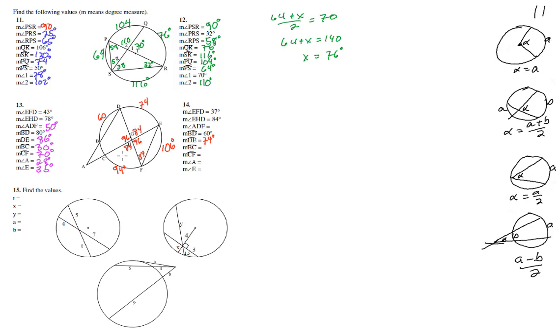What else can we find here? Oh, this all has to add up to 180. So this looks like it's going to be 26 degrees. Would that make it 180? 94 plus 26 is 120, plus 60. Good. And so this guy has to be 60 degrees right there.